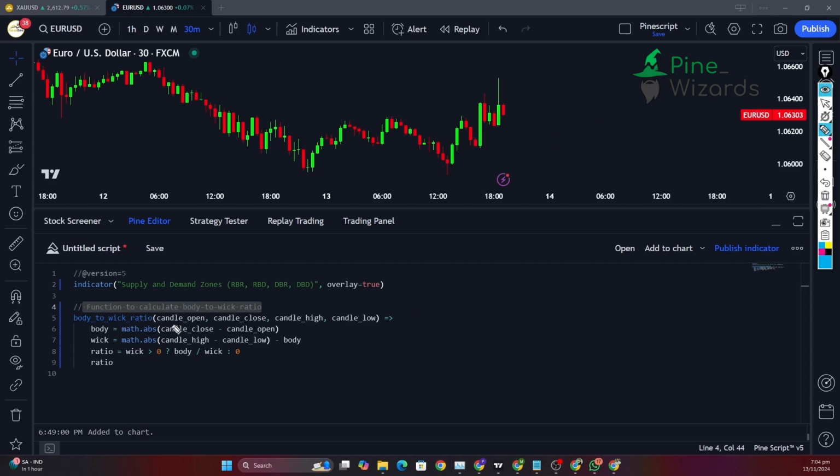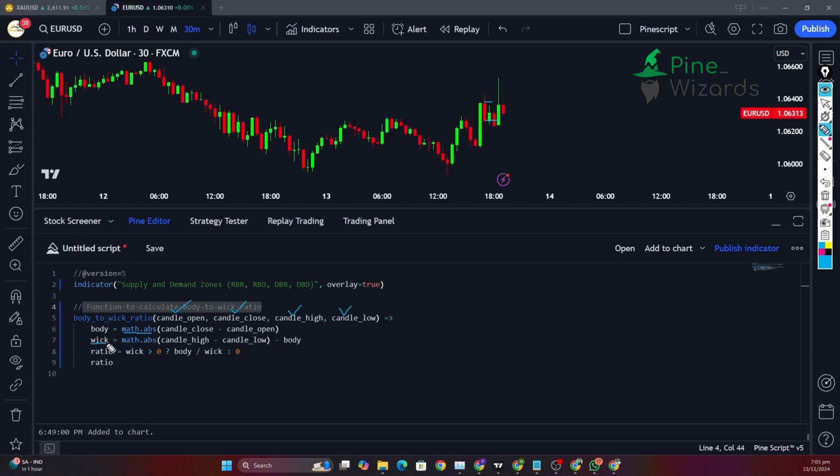So this is a body to wick ratio. We're giving it candle open, candle close, candle high, and low, because we're going to use all these for calculating the body to wick ratio of one candle. So first of all, we're getting the body, that is the open and close difference, and we're using the math.abs so that we only get the magnitude, not the negative sign if there is.